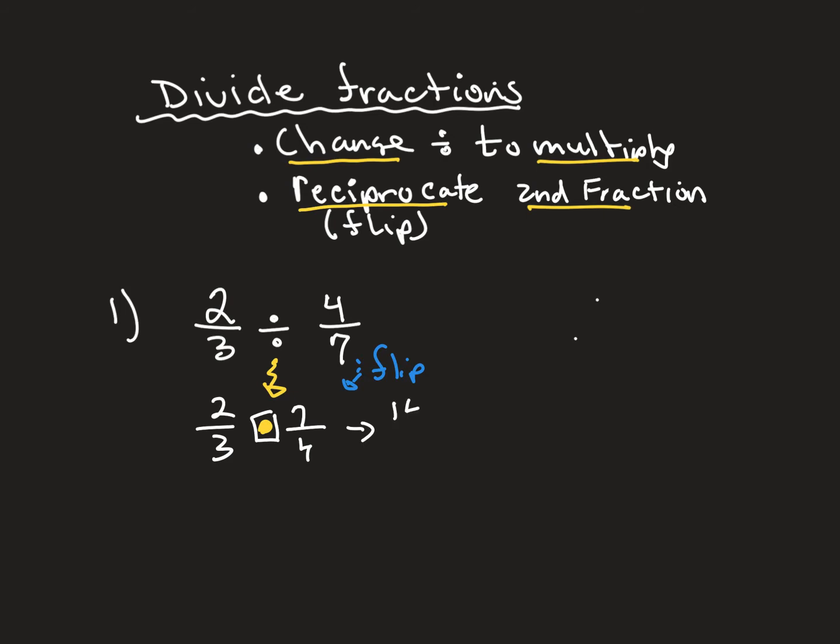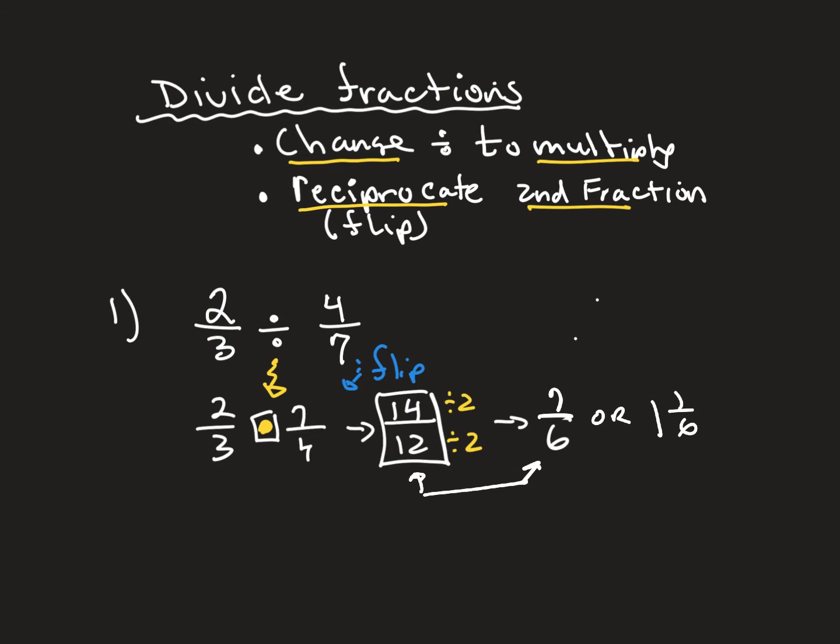So 2 times 7 is 14, 3 times 4 is 12, and then notice this fraction is reducible. You must always reduce your fractions if it's reducible. And notice that both the numerator and denominator are reducible by 2. So that gives us 7/6. And that is called an improper fraction. You can leave your answer as an improper fraction, but make sure it's always reduced. Or you can write this as 1 and 1/6 as its mixed number.